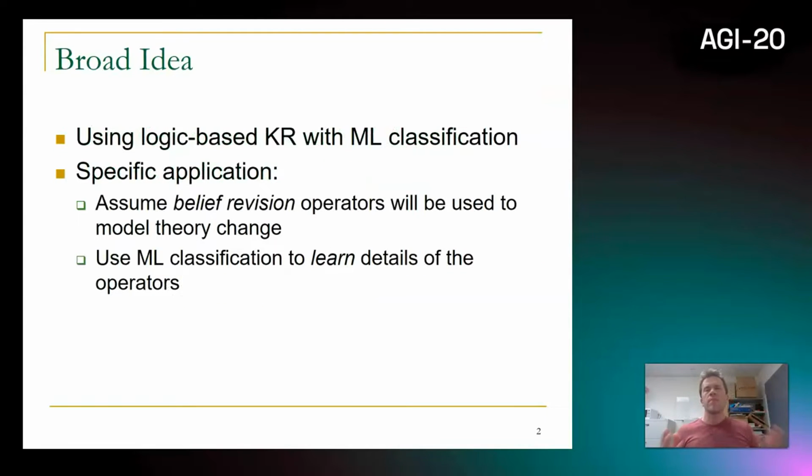What's the broad idea? The big idea here is we want to use logic-based knowledge representation tools to model the beliefs of an agent, and then we want to combine this with a learning operation. So we want to learn how an agent changes their beliefs when they get new information. So specifically, we're going to talk about belief revision operators from knowledge representation, and then we're going to talk about classification algorithms from machine learning.